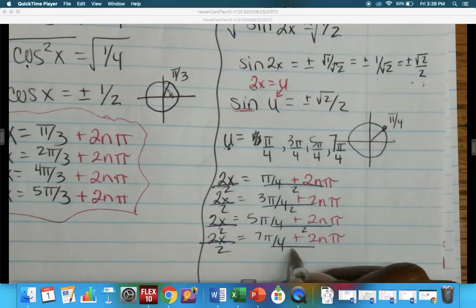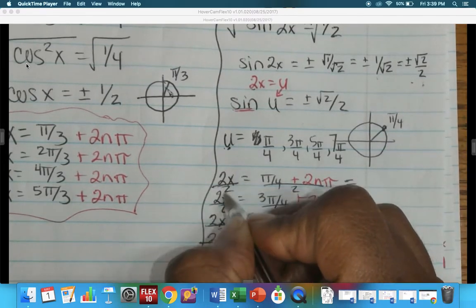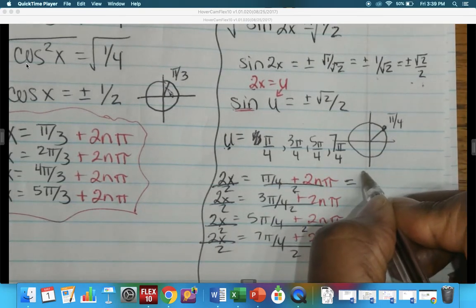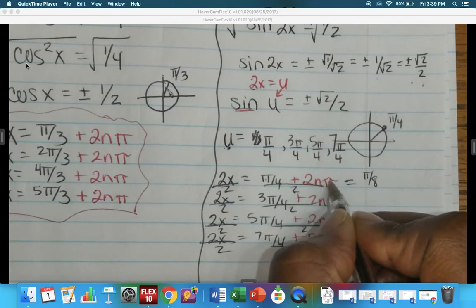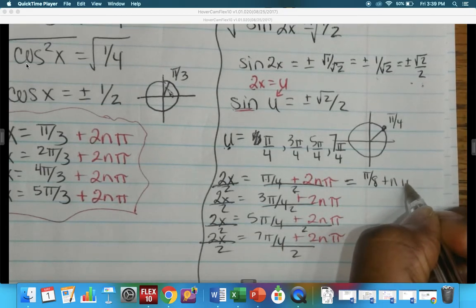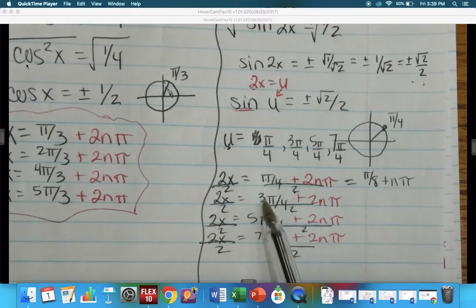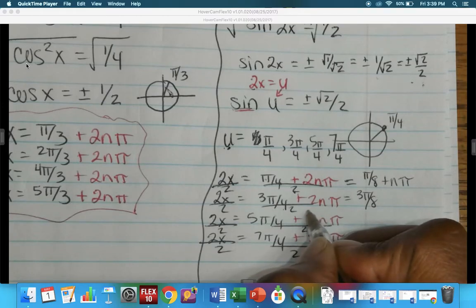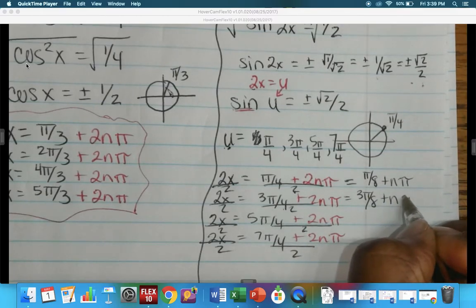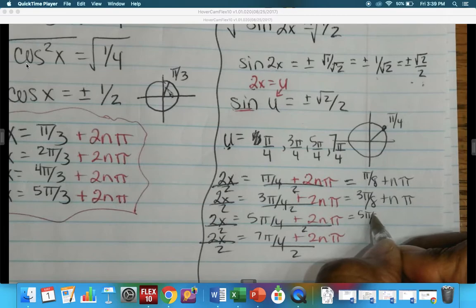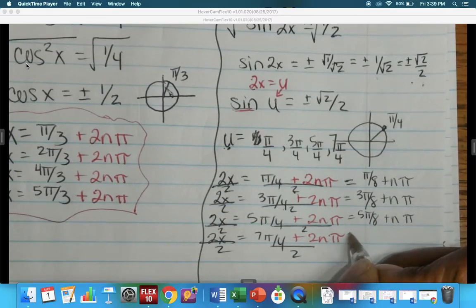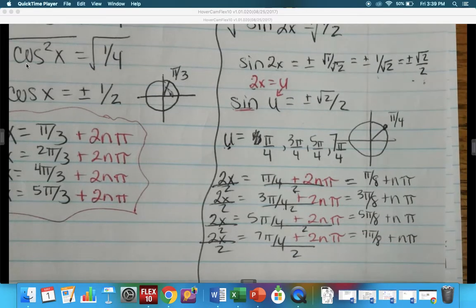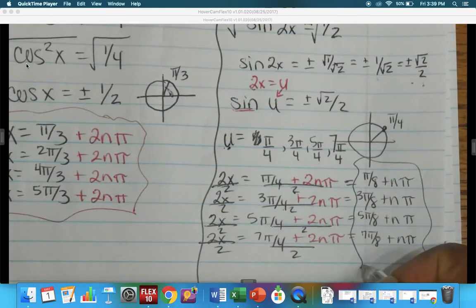All right, it's getting a little crowded here, but I have now x equals pi over 4 divided by 2 is really pi over 8, and then 2n pi divided by 2 is just n pi. And that'll happen for all of my answers. 3 pi over 4 is 3 pi over 8. And my 2n pi reduces down to just n pi. So I'll write that for all of them. 5 pi over 8 plus n pi, and 7 pi over 8 plus n pi. So these are actually my 4 solutions here.